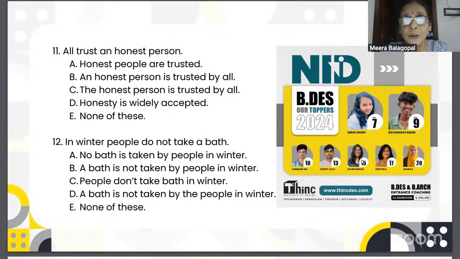Now, when options are given, the options might be very, very close. You have to be very careful in choosing. Here B is the correct answer. You have another option with a very slight difference: by the people. In the question, people is not very specific, and you have not used the. So do not use the in the answer either. We do not know which people or which country the people belong to. It's just a generalized statement. So the answer will be: a bath is not taken by people in winter, not by the people in winter. Okay.